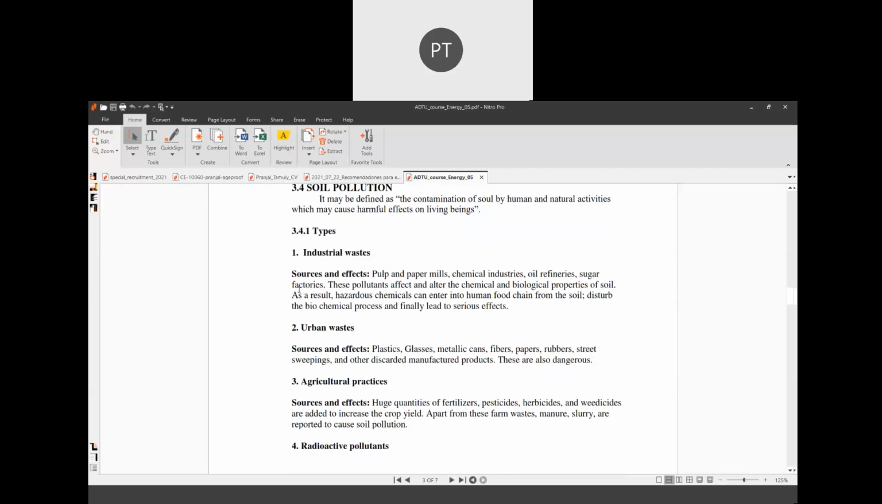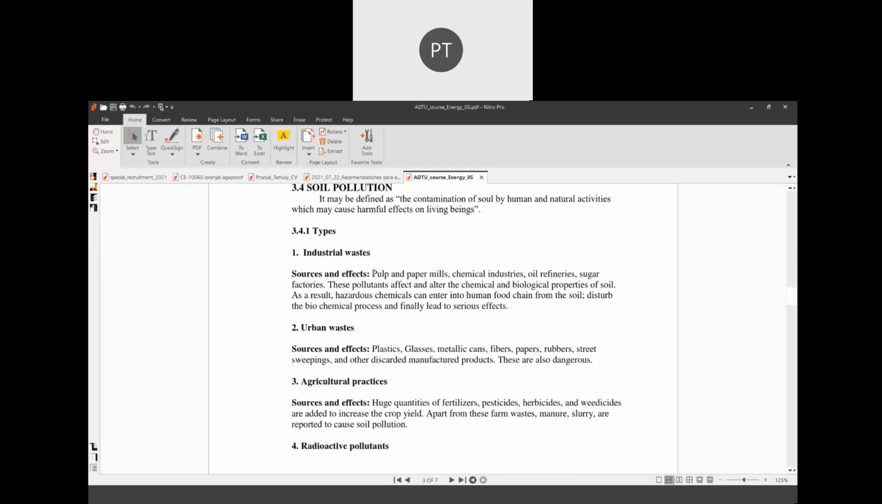So what are the different types? First type is called industrial waste: pulp, paper, source, and what are the source and effects of industrial waste. Pulp and paper mills, chemical industries, oil refineries, sugar factories. So from these industries, what are the waste products that are dumped in, let's say, landfills or all these places that will actually cause us water and soil pollution.